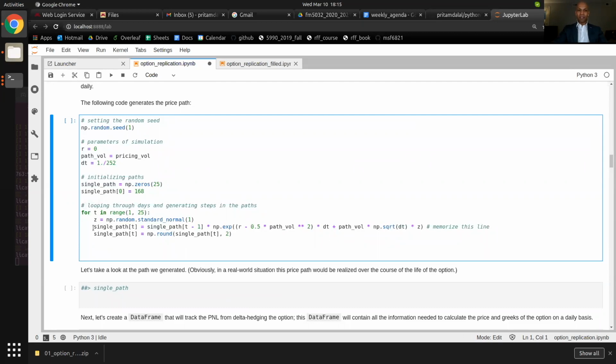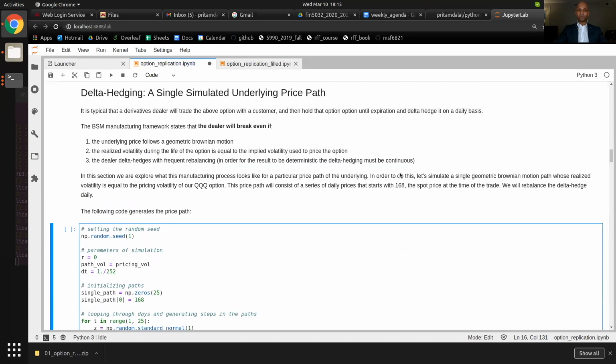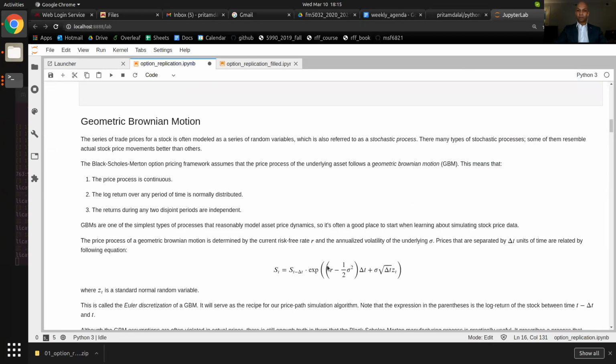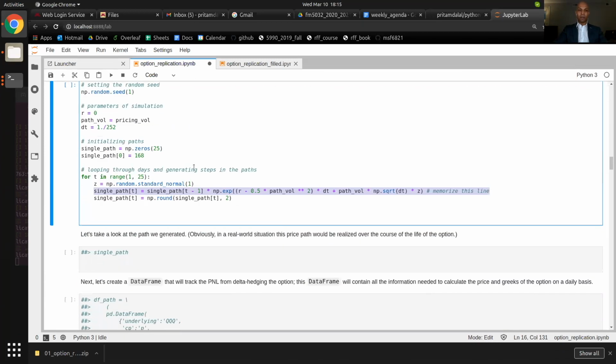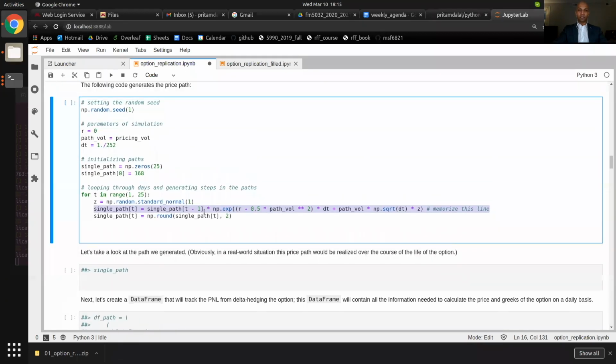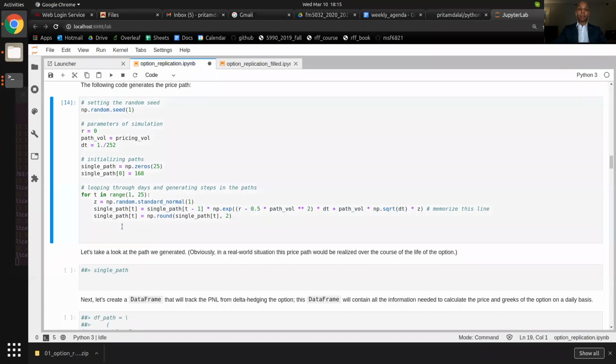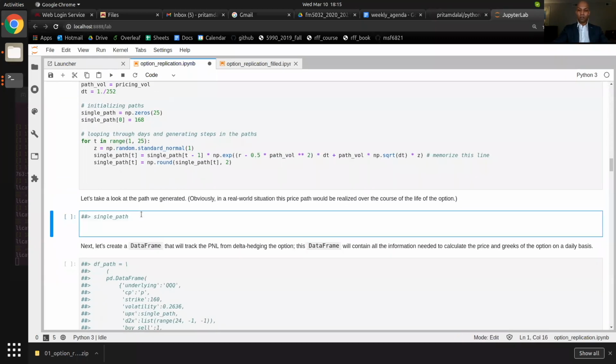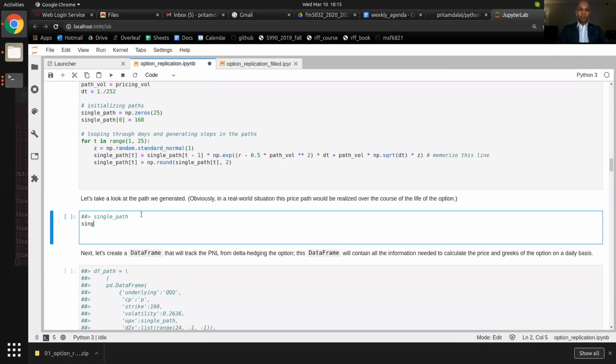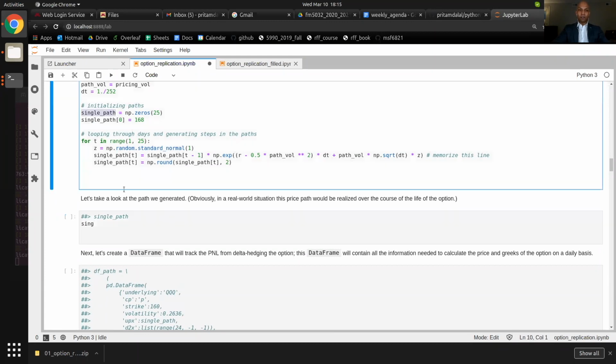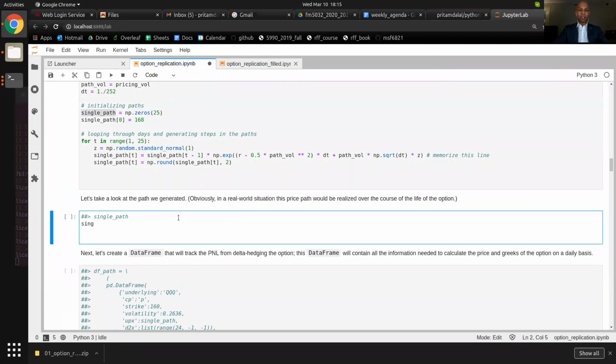The main thing I'll say here is, memorize this line, this is the Euler discretization from up here. So that's it in code format, and basically what this is doing is looping through the days and just generating paths. So let's go ahead and generate one given path. Let's take a look at what this looks like. It stuck everything into this array called single paths. Yeah, it's an array.